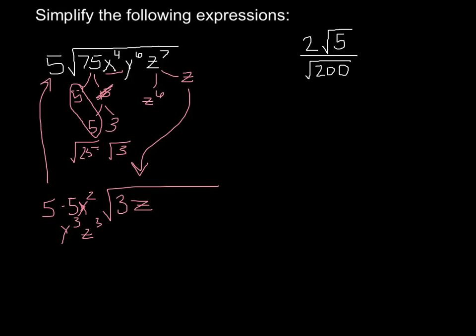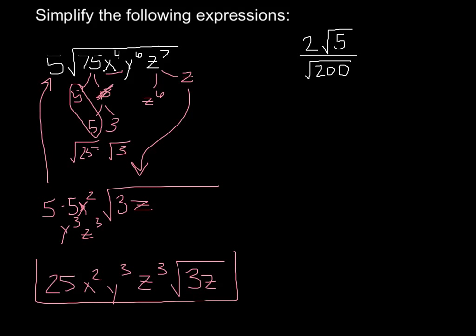So when we simplify all this, you see how I have all this outside? I just didn't have enough room. That's okay, I can fix that. 5 times 5 gets me 25. And then I have x squared y to the 3rd z to the 3rd, and then the square root of 3z. So all this is actually equal to our original.